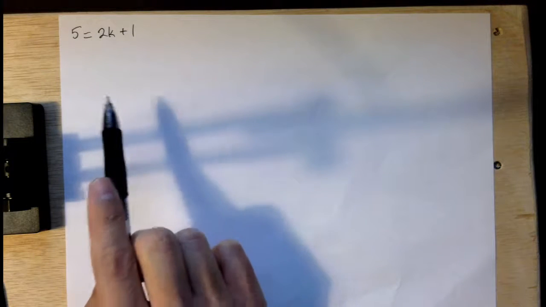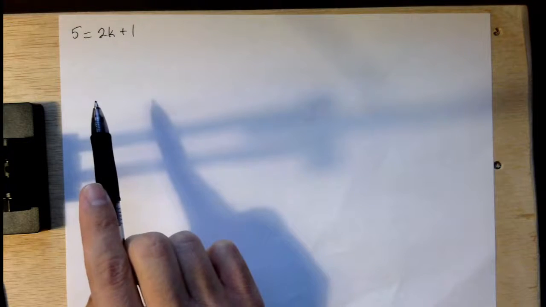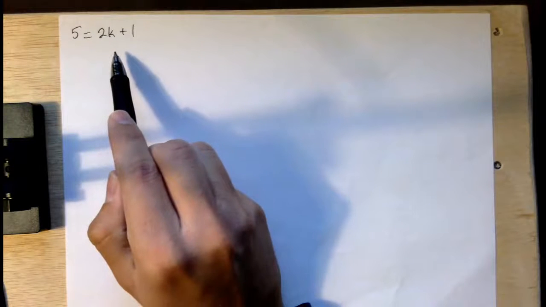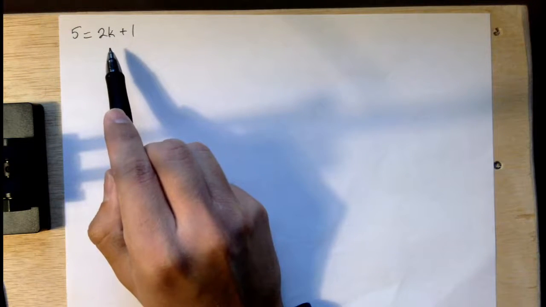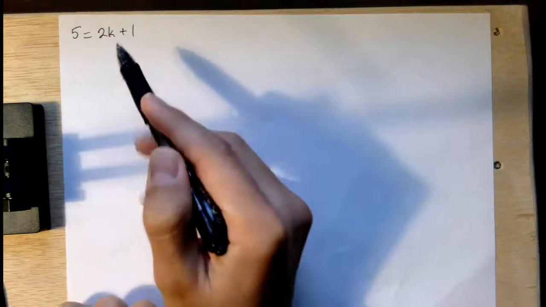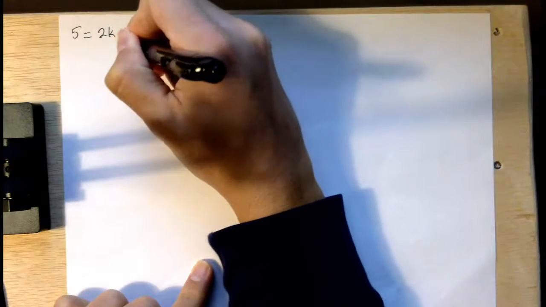It doesn't matter where the variable is. Just know that you want to get the variable by itself. You want to isolate it. In this step, the first thing that you want to do is get rid of this positive 1. In order to get rid of a positive 1, we are going to do the inverse, which is subtract 1 on both sides.